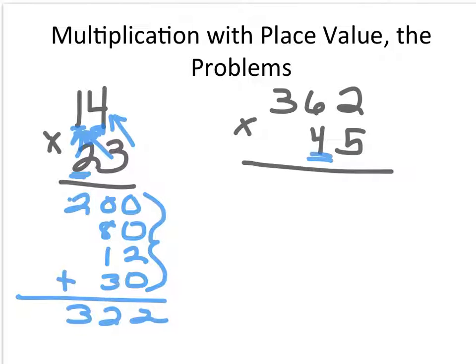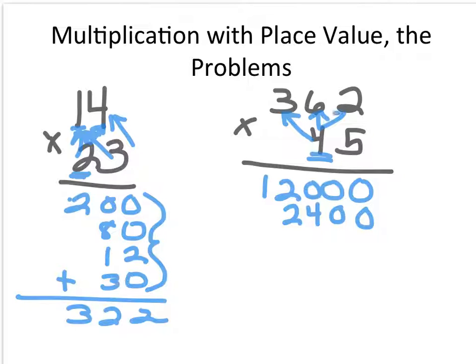If I move over to this problem, I'm going to start with the 4. I'm going to say that 4 is 4 tens times 300. Now 4 times 300 would be 1200, but it would actually be 1200 tens. Now I'm going to take those 4 tens times the 6 tens. 4 times 60, or 6 tens, would be 240, but it would be 240 tens. Now I'm going to take those 4 tens times 2, which is 8 tens.